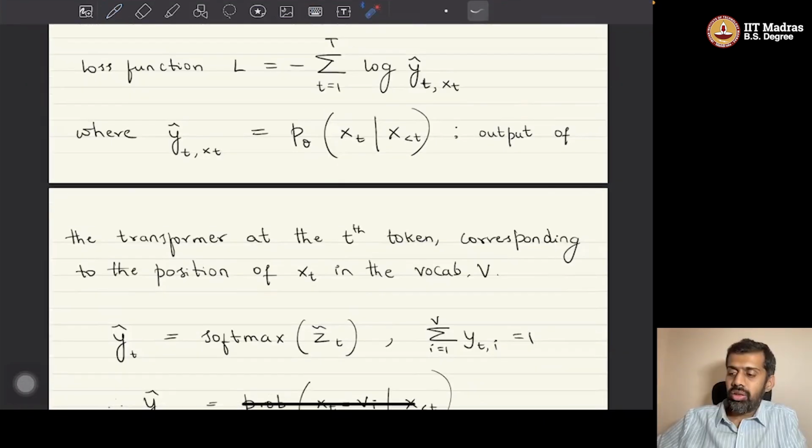So we can compute this particular loss. This loss function is computable via this idea called teacher forcing. What we are trying to do is to minimize the negative of the log likelihood of observing this particular input sequence and modeling it using this autoregressive model using the architecture of transformers.